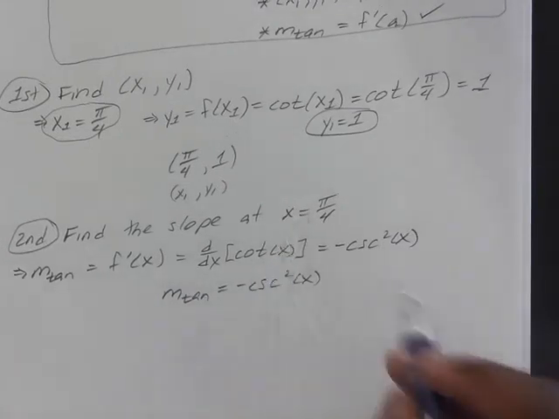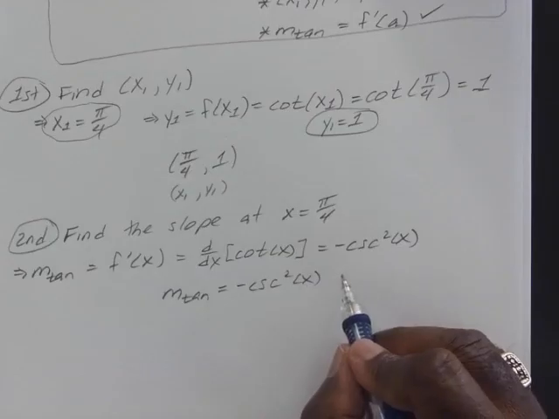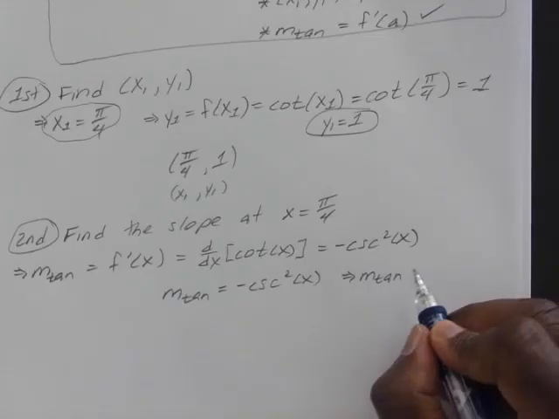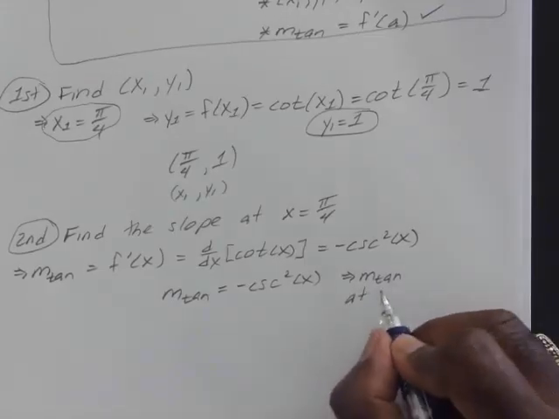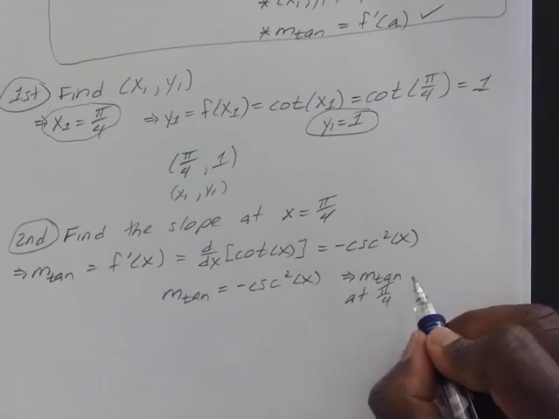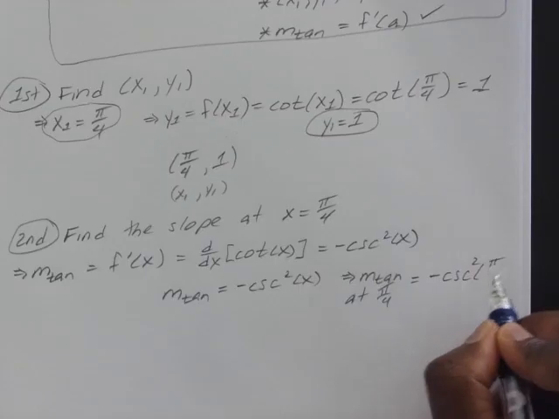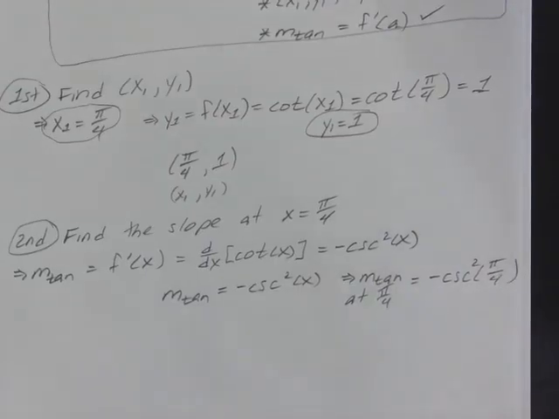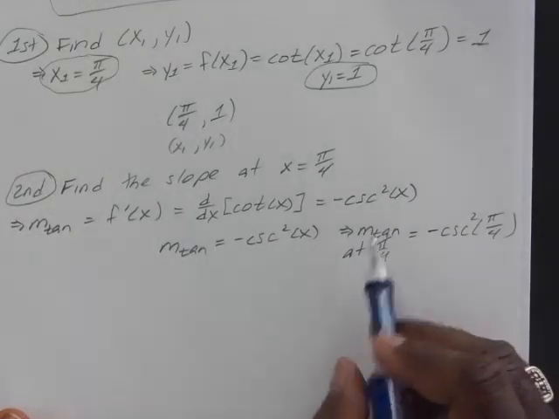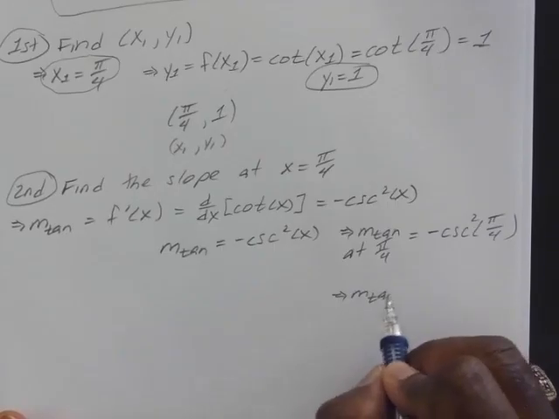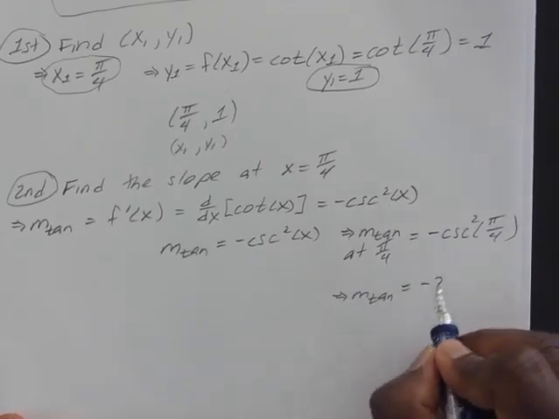Now at pi over 4, that's just negative cosecant squared pi over 4, which is negative 2. The slope of the tangent line at pi over 4 is just equal to negative 2.